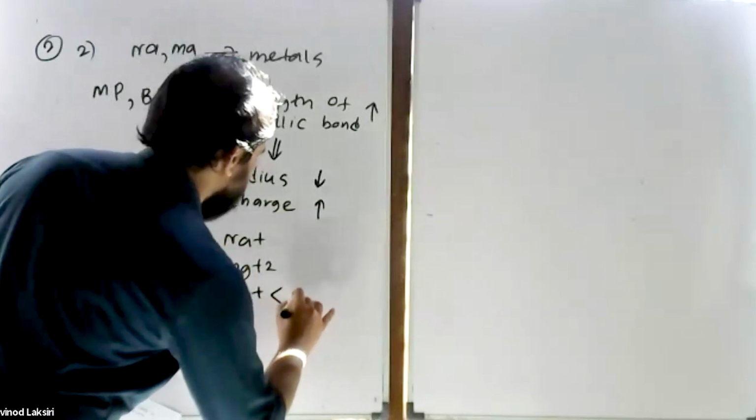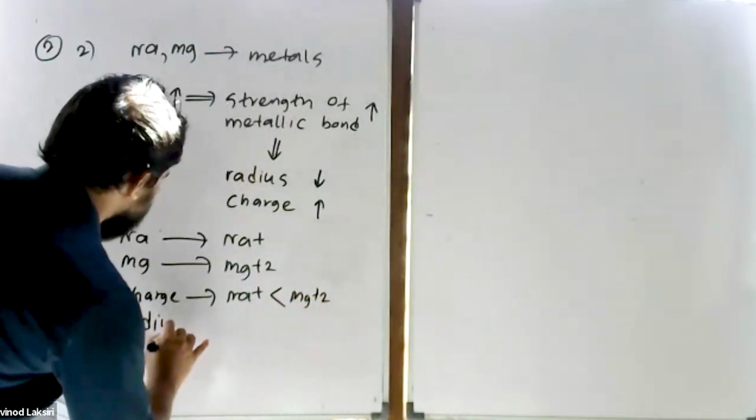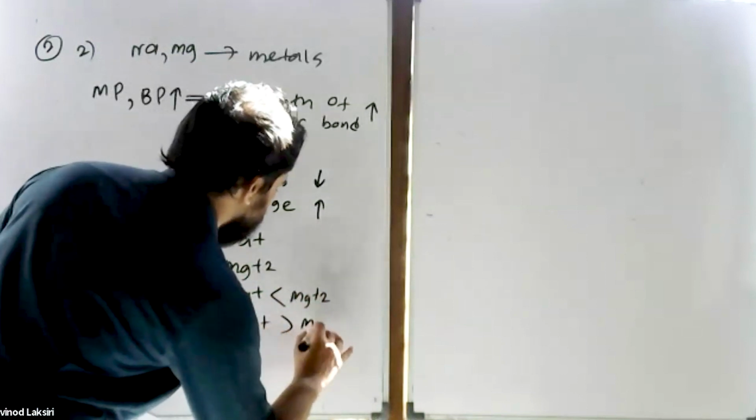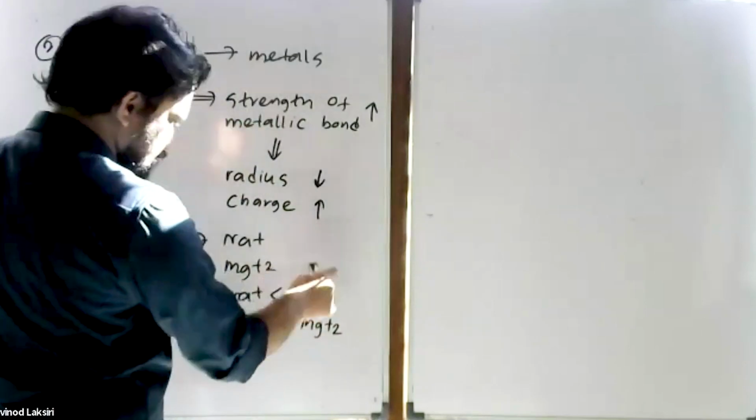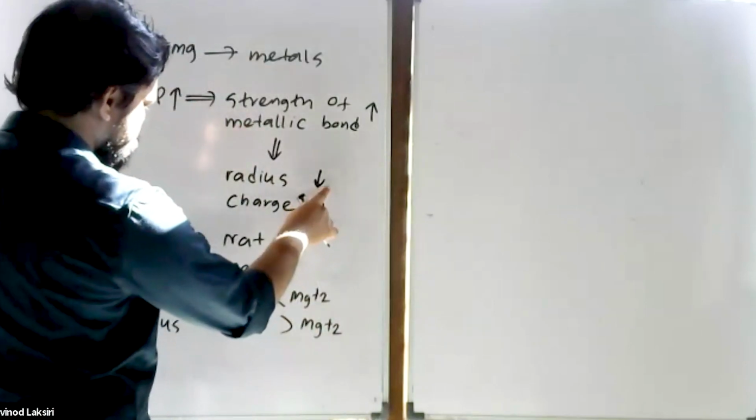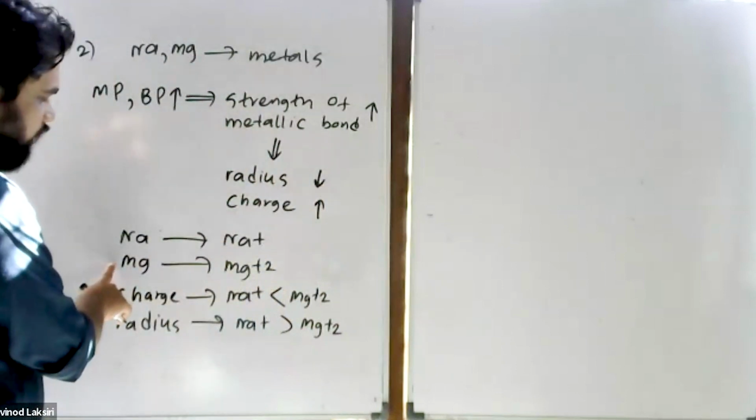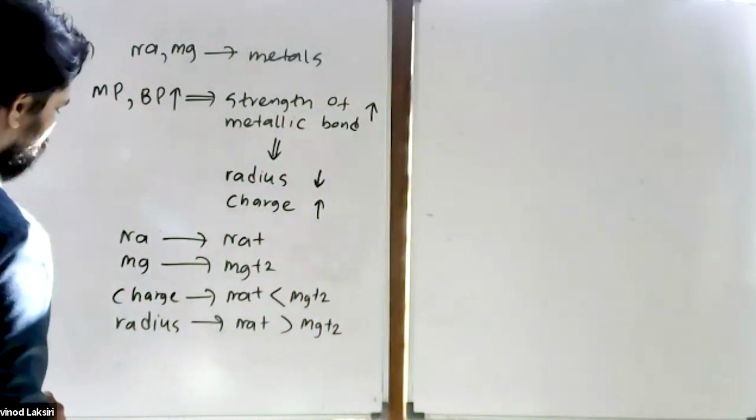Right? Therefore, when we consider charge, what happens? Charge of magnesium plus 2 is higher. When we consider the radius, the radius of magnesium plus 2 is lower. Right? So magnesium plus 2 has higher charge and lower radius. Therefore, the strength of the metallic bond of magnesium is higher than sodium. Therefore, this should have a higher melting point.